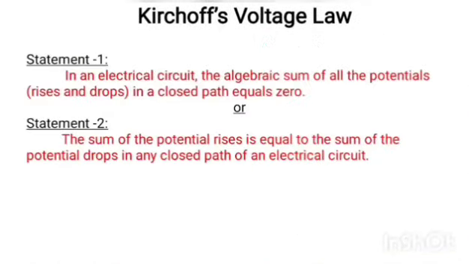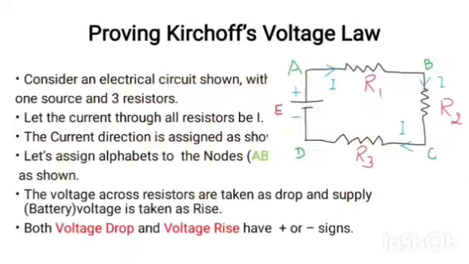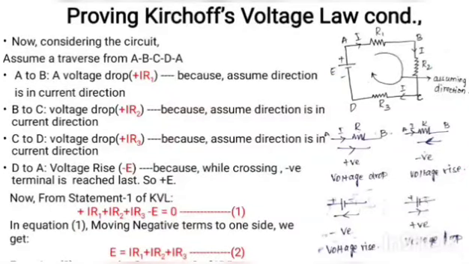According to statement 1, the algebraic sum of all the potential rises and drops in a closed path is equal to 0. Right. So here the voltage drops are across the resistors, that is IR1, IR2, IR3. The voltage rise is across the battery, it is E. The algebraic sum is equal to 0. So I am adding all the things, and that equals 0. It proves statement 1.